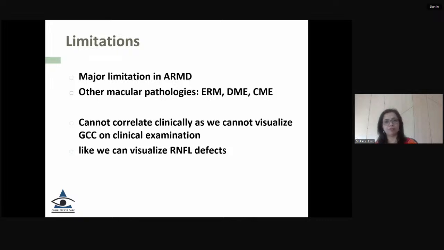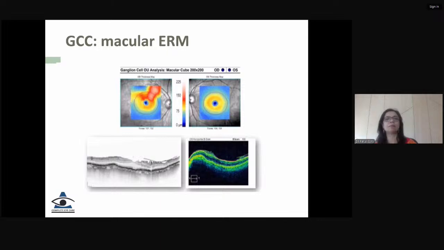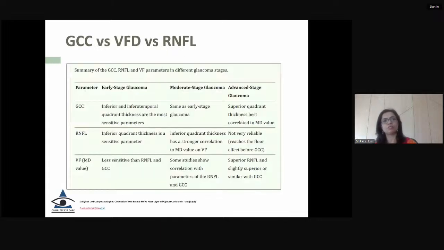The GCC is limited in patients with ARMD and macular pathologies like ERM or diabetic macular edema, and we cannot visualize the GCC clinically. Like, we can pick up the nerve fiber layer defects on clinical examination also. Now, again, if you have a large area of peripapillary posterior staphyloma, then GCC may falter, but still, even in high myopes, this is better than assessing the nerve fiber layer defects on OCT.